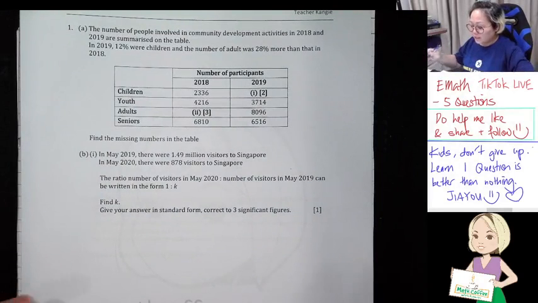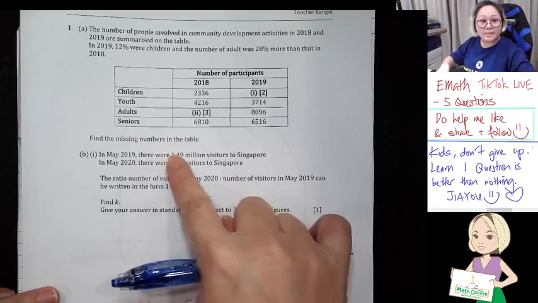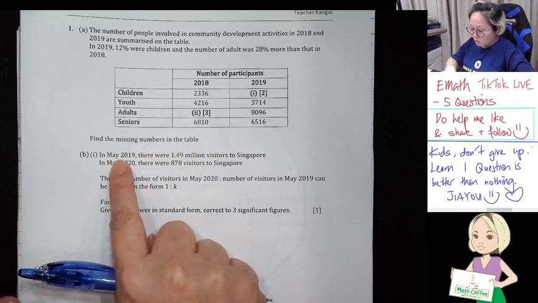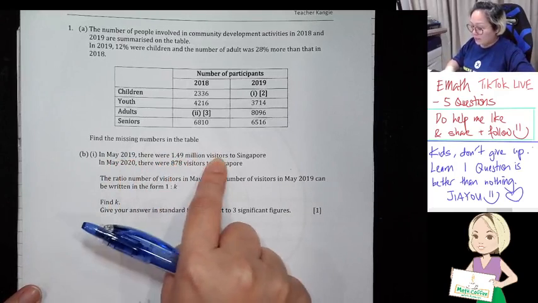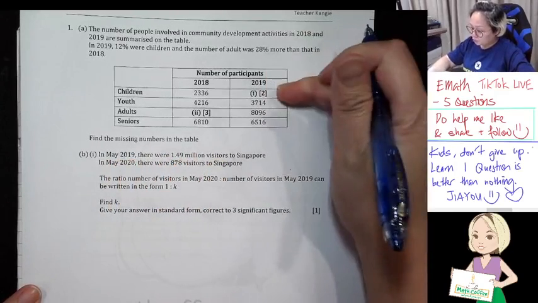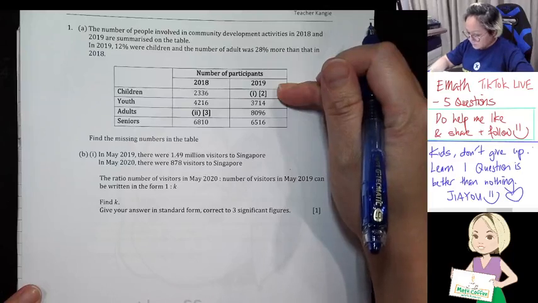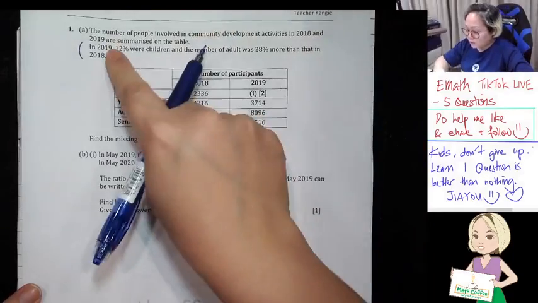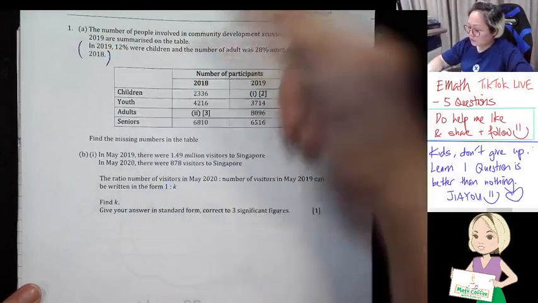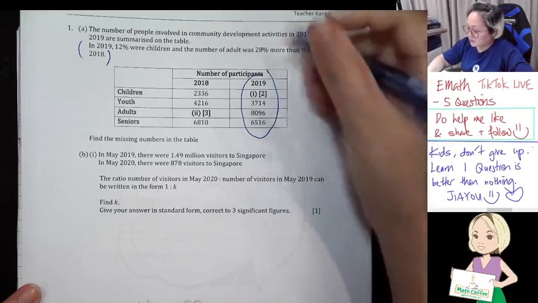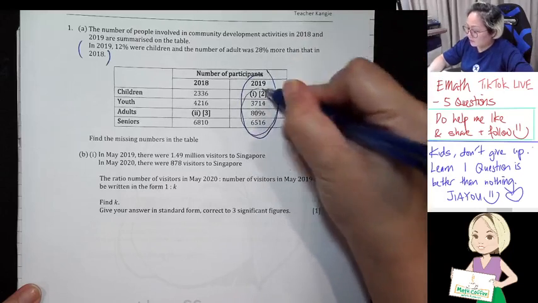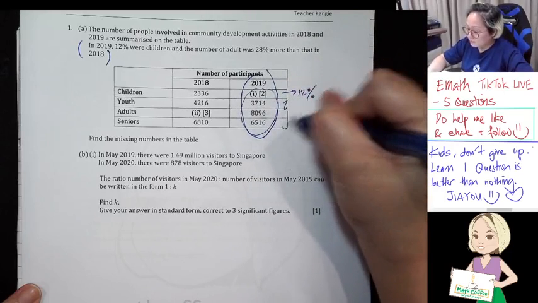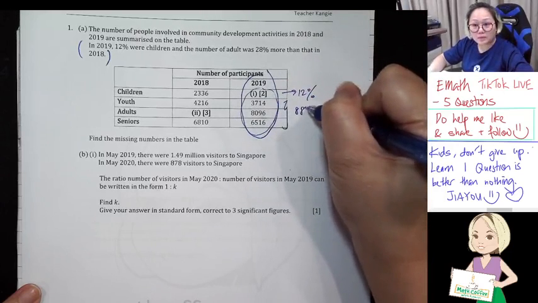Okay, so now let's take a look. They ask you to find the missing numbers in the table. They tell us that in May 2019, there were 1.49 millions. They ask you to do here first. Let's read this sentence here. So in 2019, 12% were children. So they are saying in this year, the children is 12%. So do you agree that the balance means it's 100 minus 12, so it's 88%?